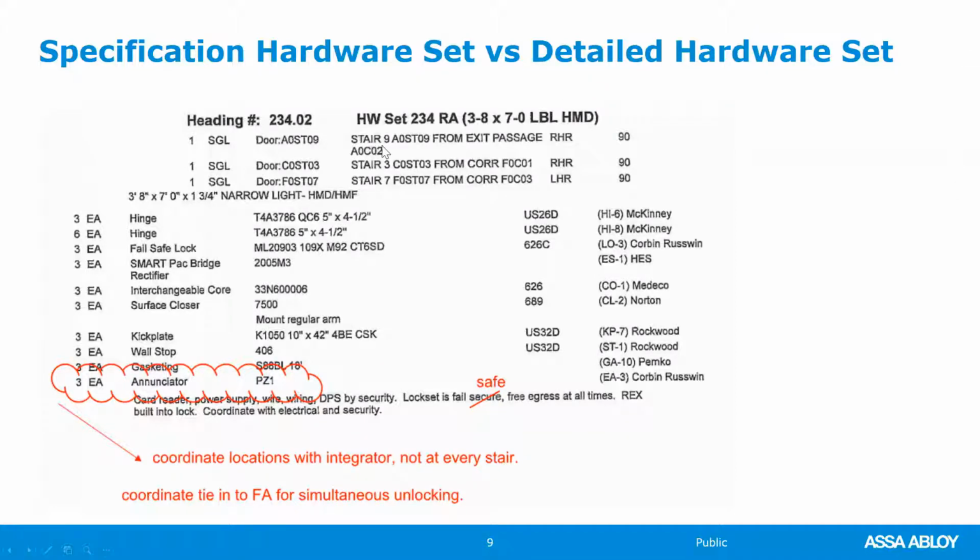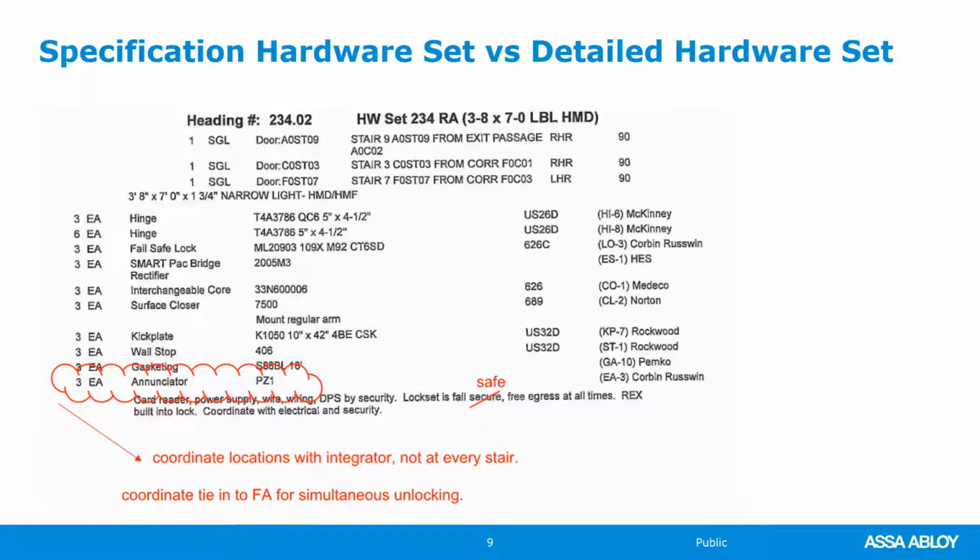Now, from this detailed hardware set, once it's approved, somebody could physically just take and make the corrections and then order this quantity of hinges without asking anybody else for any further information. Everything on here should be able to be turned into a detailed hardware order. The only exception would be the permanent interchangeable core cylinders, and that you need keying information after the hardware sets are approved, after the submittals are approved.